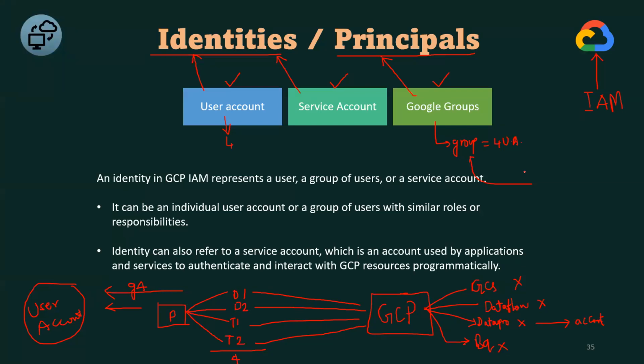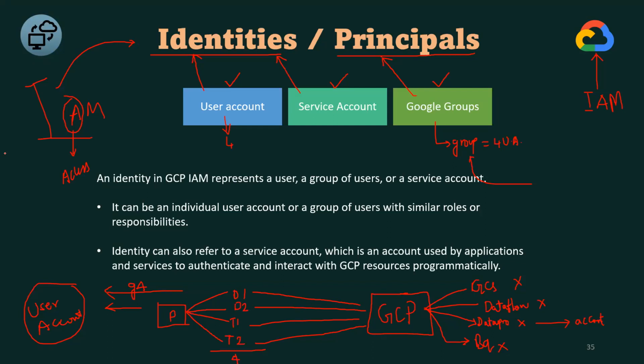So the user account you call an identity, or the service account you call an identity or a principal, or the Google group, a group of accounts, you also call an identity or principal. In IAM, I means identities or principals. So identities we must understand, because the next thing is that A will come into the picture. What does A mean? A means access. We are going to talk about the access for these identities only.